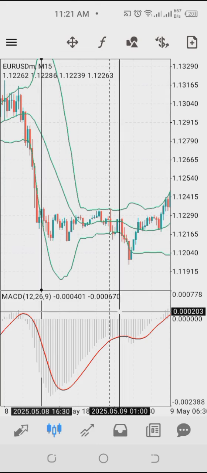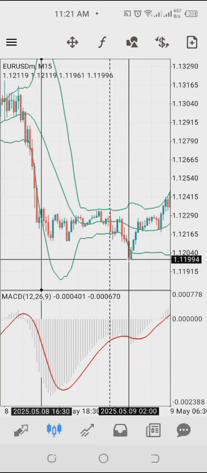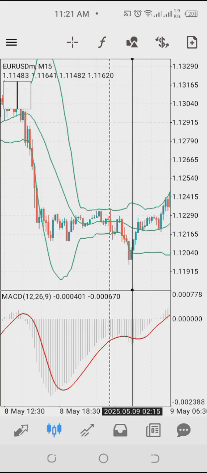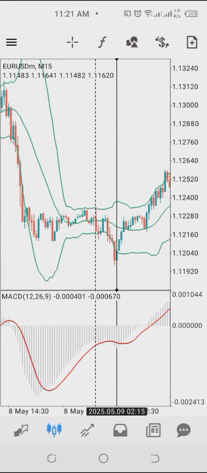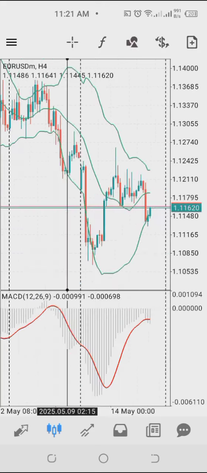Now, when do I enter? When it comes out again, guys. Very, very simple strategy. So this is my signal, guys, my signal for a buy setup.